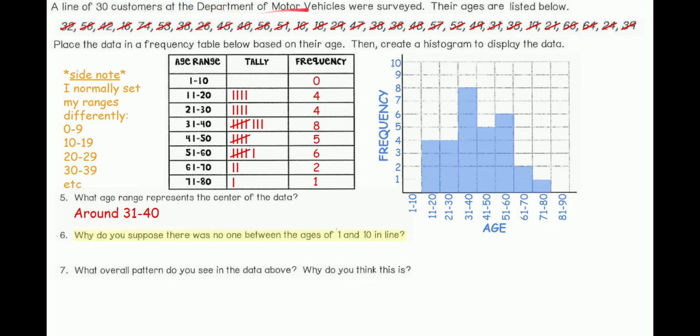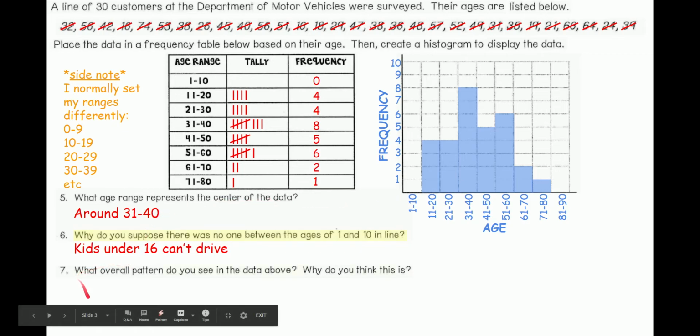There's a line of 30 customers at the Department of Motor Vehicles. Remember, this is a place where people go to get their licenses. Would there be a lot of people between the ages of 1 and 10 trying to get their license? No. Kids under 16 can't drive. It looks like there weren't that many parents who brought their kids. So that's probably why there weren't very many young people at the Department of Motor Vehicles.